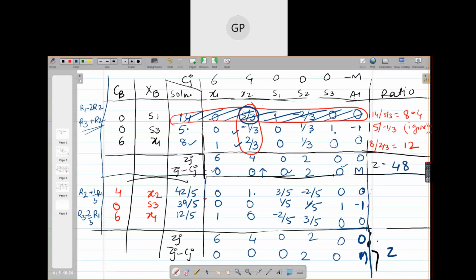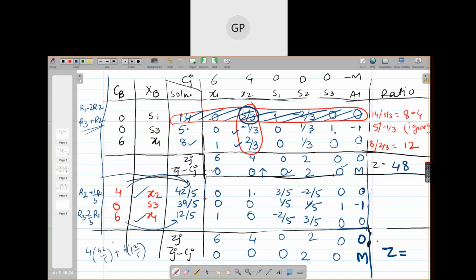So what you observe here, girls? Again, Zj minus Cj values are the same, and they are positive, right? But now x1 and x2, both my decision variables are there in the solution. So what is the answer? Can you tell me the answer? 4 into 42 by 5 plus this 0 into 39 by 5 is 0 and 6 into 12 by 5.